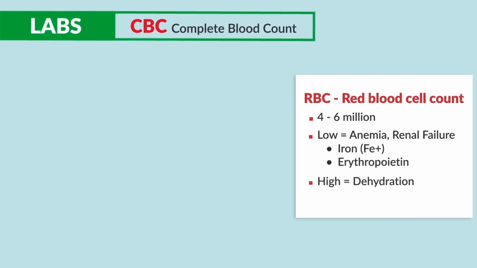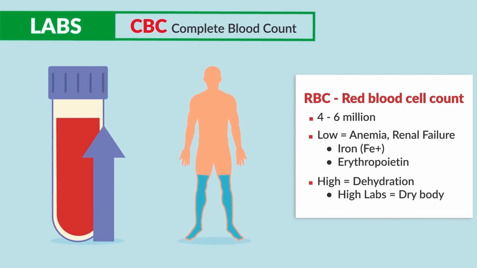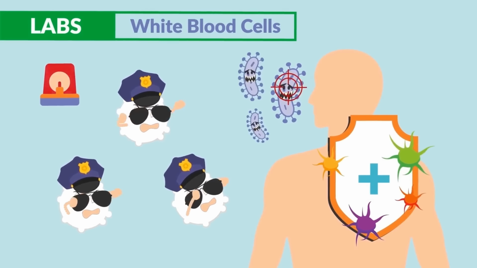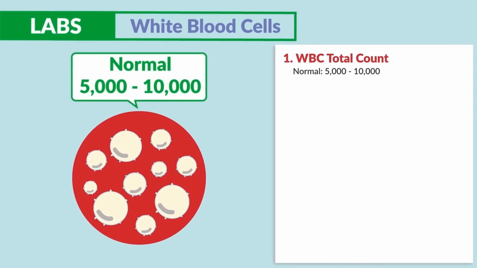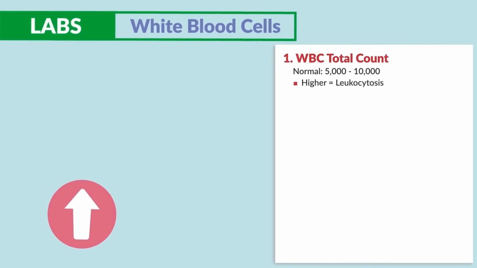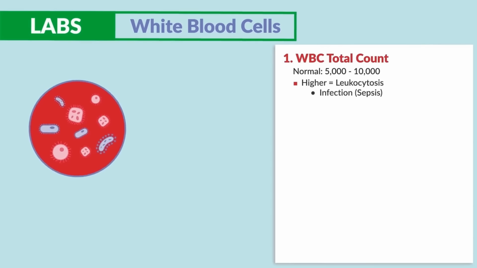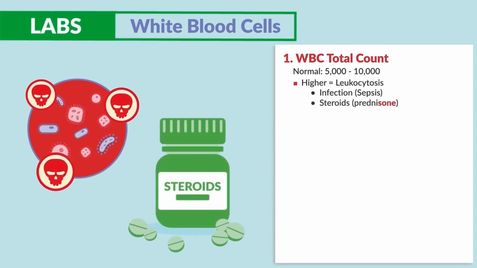Now, if it's high, this can be from dehydration. Remember, high labs means the body is dry. Next, we have the white blood cells, the police of the body, protecting the body from infection. So WBC total count normally is between 5,000 to 10,000. Higher than 10,000 is what's known as leukocytosis. This is present with infection or sepsis, the blood-borne infection. And even steroids can cause this too. So steroids end in zone, like prednisone. So both of these can cause the WBCs to be higher than 10,000.